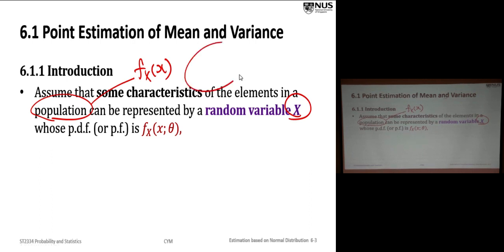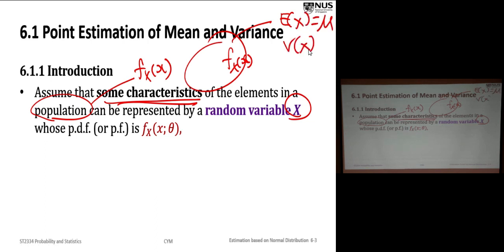Okay, so we have a population represented by a distribution like that. Then there are some characteristics. Usually the most common one is the expectation of x, which is denoted by mu. The next one is, these are the two common characteristics that we like to investigate, the mean of the population and the variance of the population. These two quantities are the ones that we are most likely to want to find out or know more about. All right.